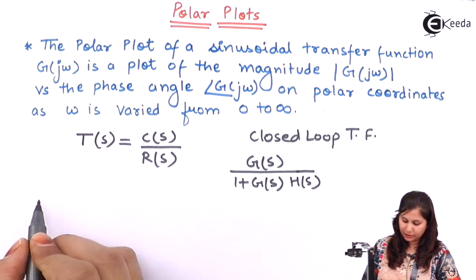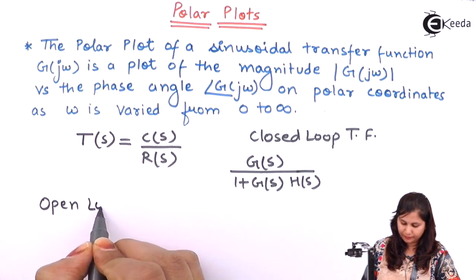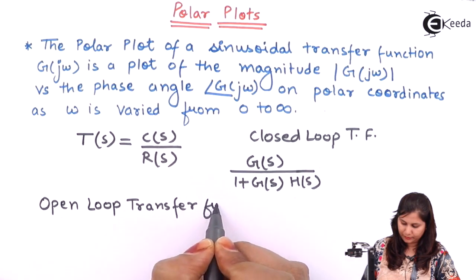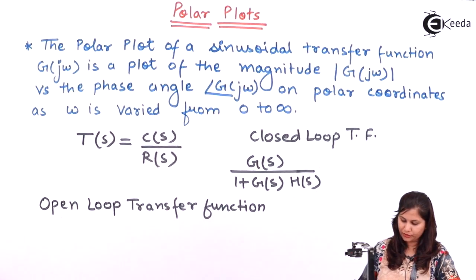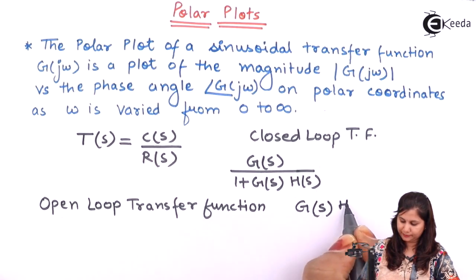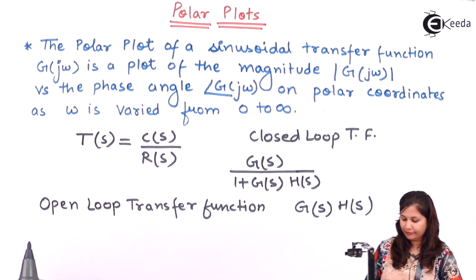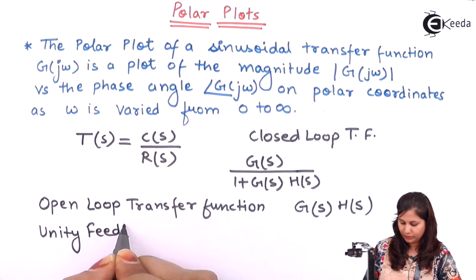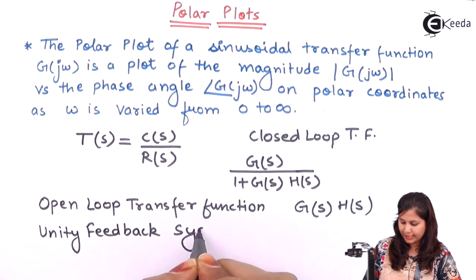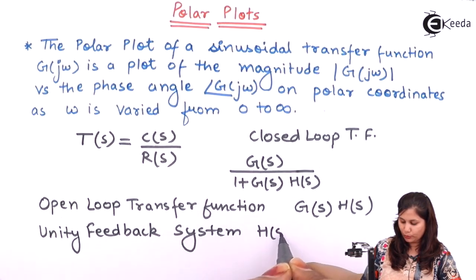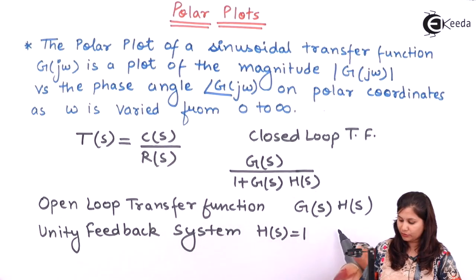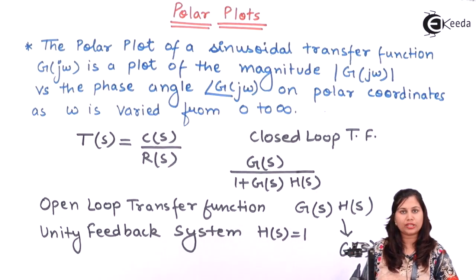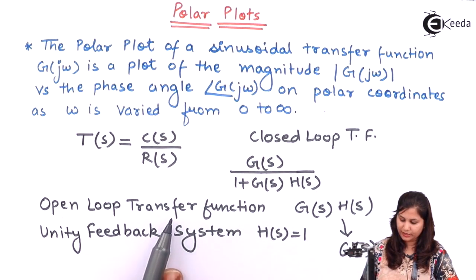Now in this, if we take the open loop transfer function, then the open loop transfer function will be G(s)H(s). And if we have a unity feedback system, then for a unity feedback system this H(s) will be equal to 1. So the open loop transfer function will become G(s) only, because H(s) is 1.